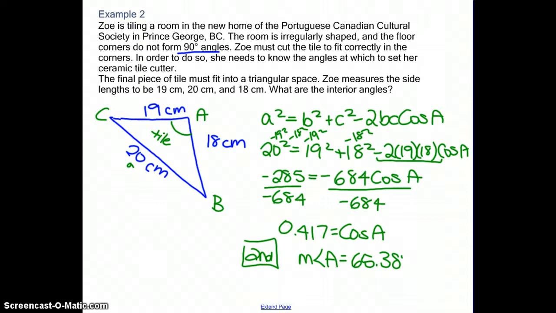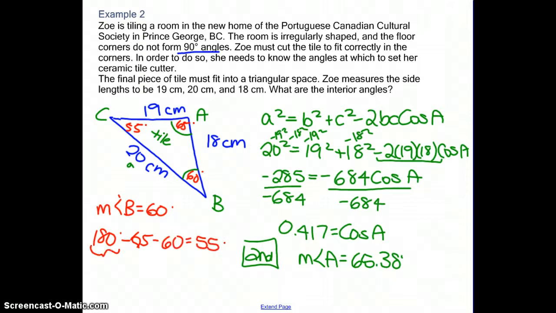Now we can do the same thing for angle B. Go ahead and try that now. So when you finish doing this, you should get that the measure of angle B equals 60 degrees. We can find then the measure of angle C because 180 degrees minus 65 minus 60 is going to equal 55 degrees, because all three angles in a triangle need to add up to 180.